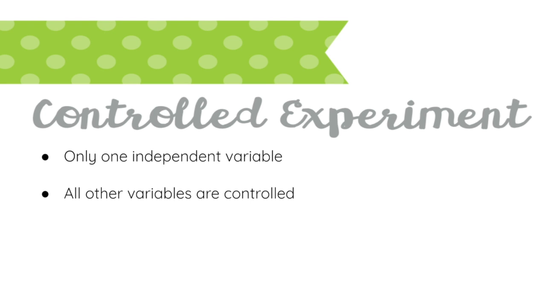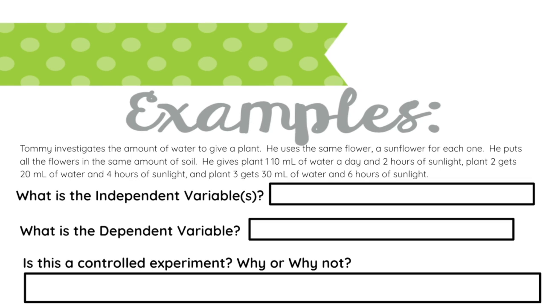When I measure plant growth, I don't know whether the amount of sunlight is changing the plant growth or if it's the type of plant that is changing the plant growth. So it's not controlled. I cannot determine which independent variable is changing the plant growth or if they both are. So in order to create a controlled experiment, you can only change one thing at a time. So let's look at some examples.